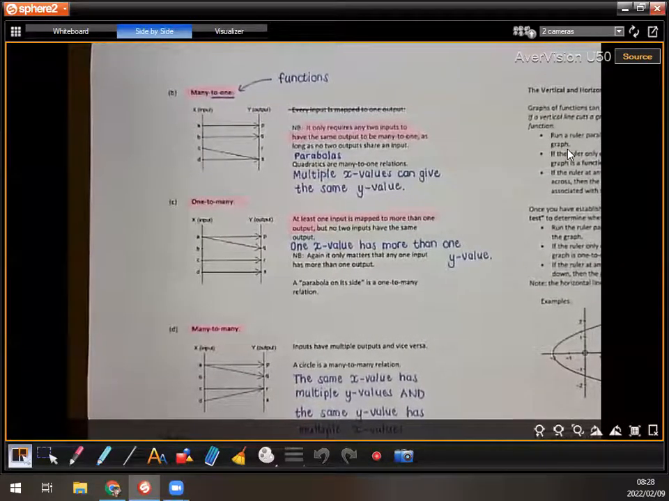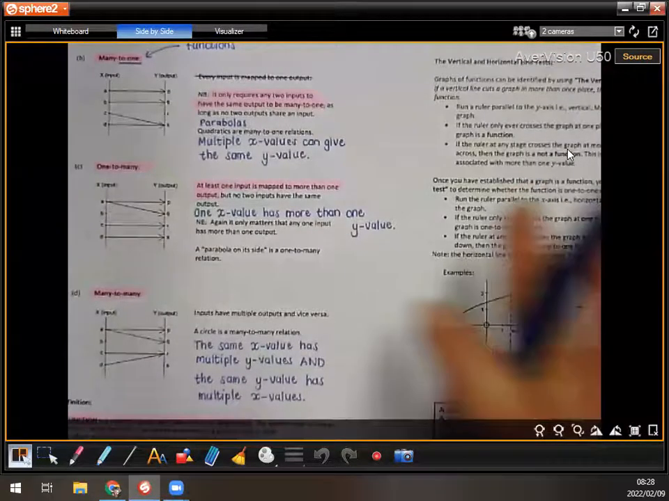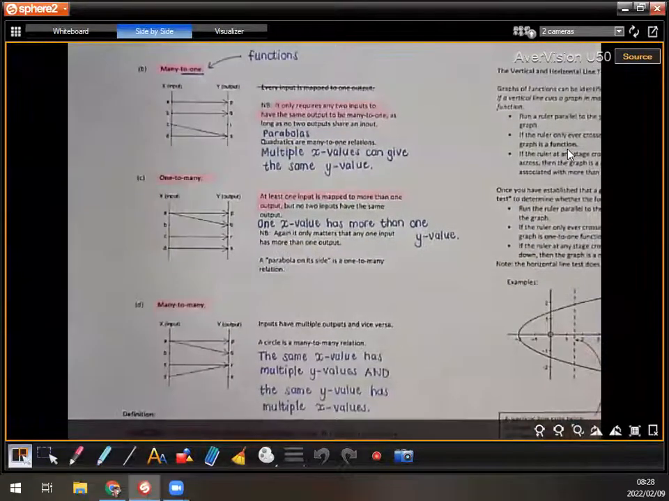Yes. Yeah, but if they ask you a question like that, you're either going to have to do the line test, which we're going to talk about now, or you can just look at it and see, oh, it's a parabola, it is a function, and just say, yes, each x value has one y value. Doesn't really go much further into that.